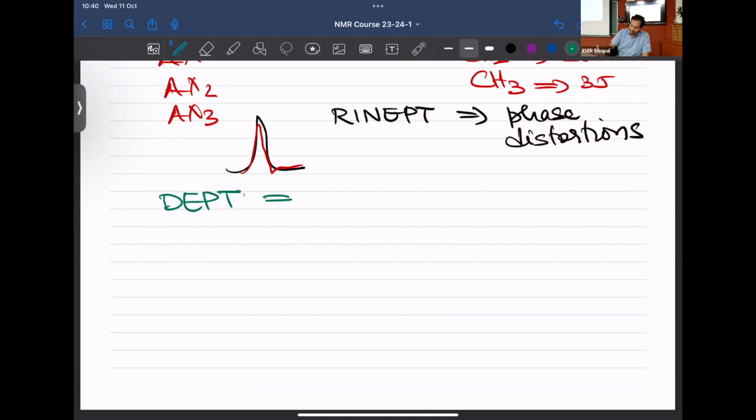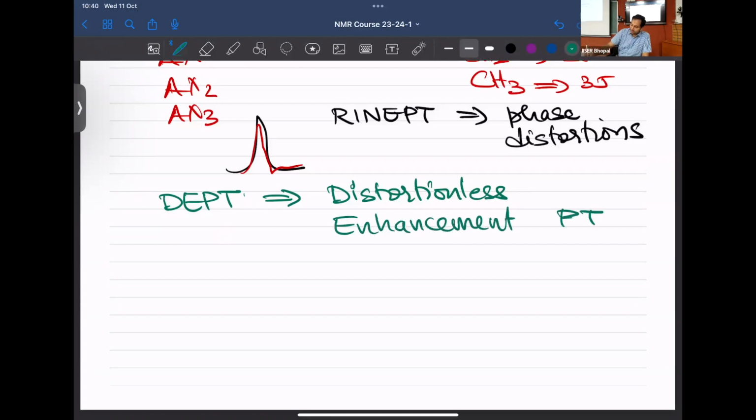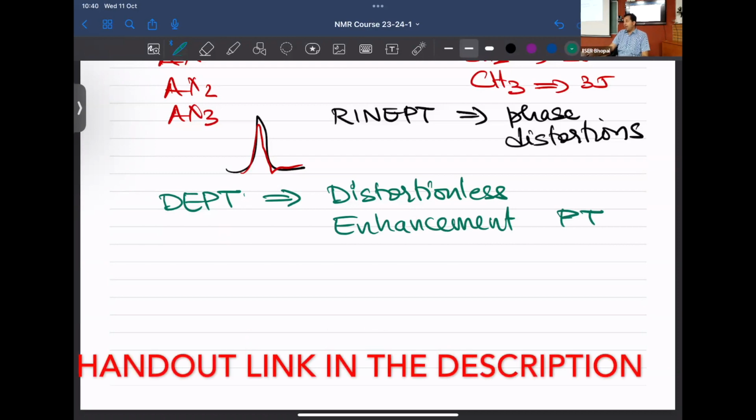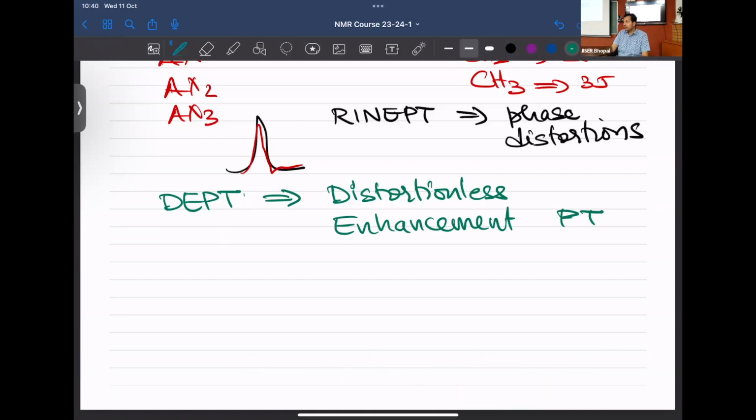So which is where NMR spectroscopists came up with an idea of distortionless enhancement by polarization transfer, because this is called the DEPT experiment, which is going to be a handout, which I expect you guys to go read over the next few days, few weeks.